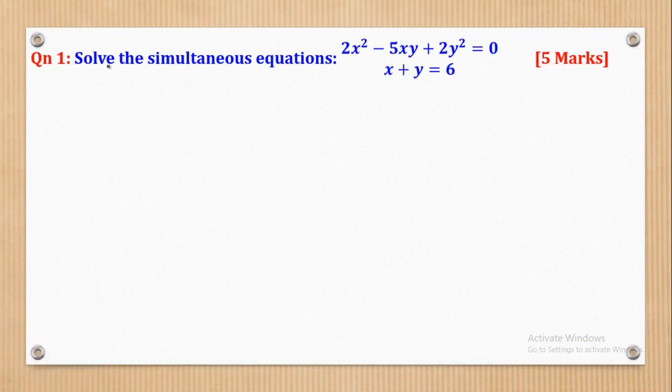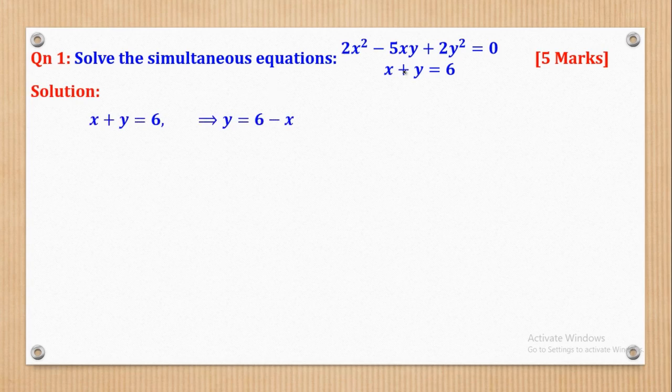So question 1 says: solve the simultaneous equations. So these are the two simultaneous equations and they want you to solve. They didn't specify any method, so it is up to you to choose. You can use substitution, elimination, or other methods, but other methods are a little complex. So you can choose either substitution or elimination.